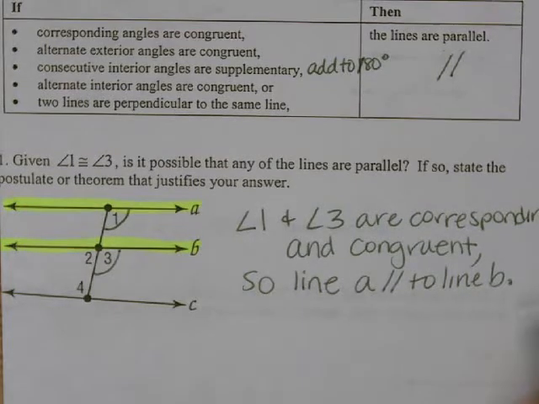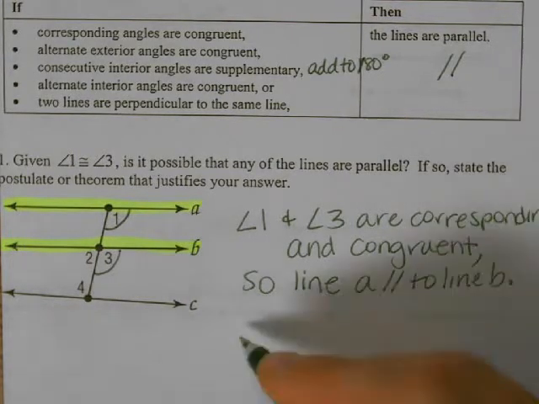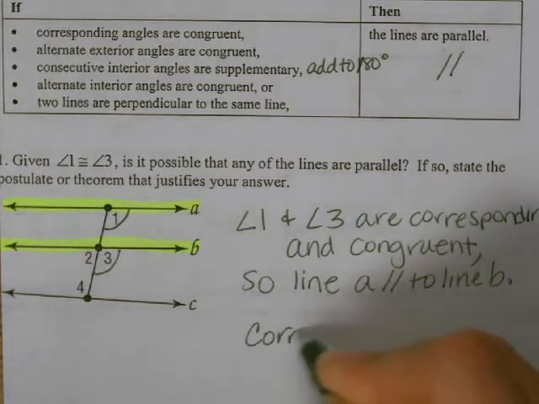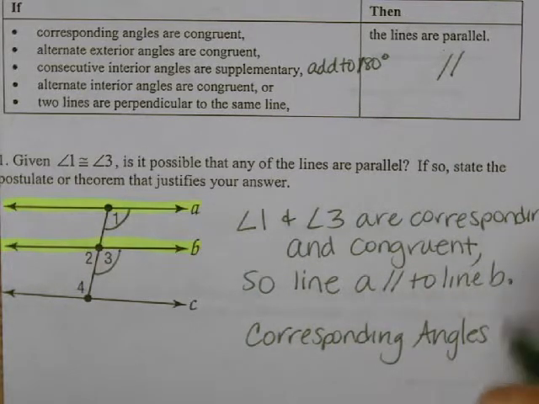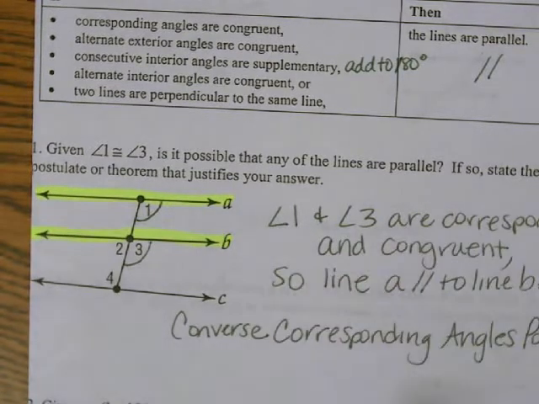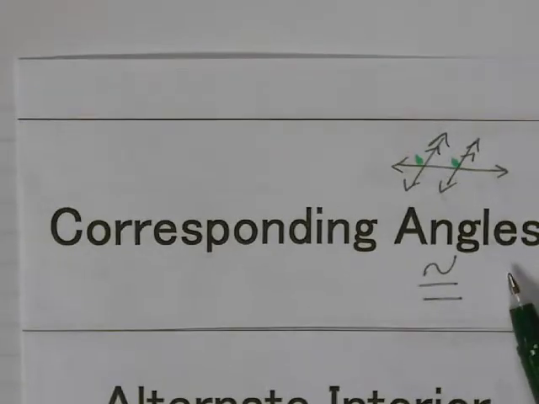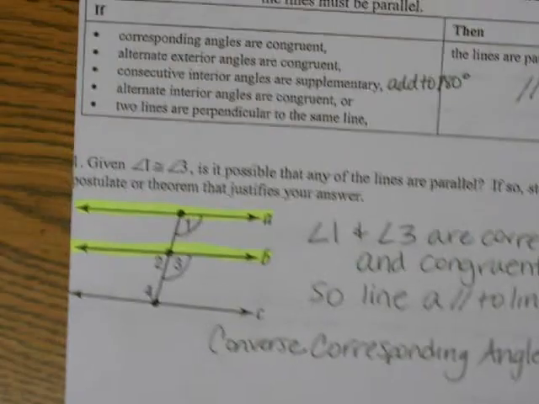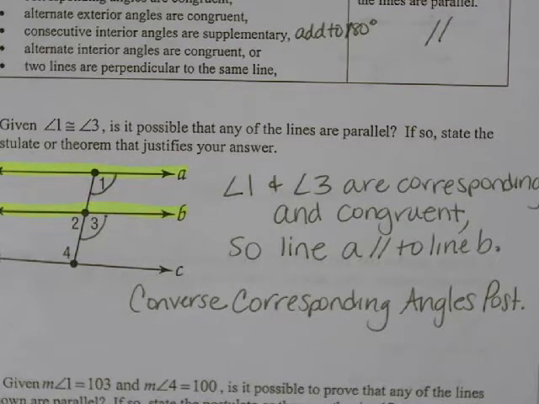Well, we need to say 1 and 3 are corresponding and congruent, so line A is parallel to line B, and we can say this is by the corresponding angles postulate. And it's not actually by the corresponding angles postulate, it's by the converse of the corresponding angles postulate. Remember, we're going backwards. The original thing we said was, if they're parallel, then corresponding angles are congruent. But now we're saying, if corresponding angles are congruent, then they're parallel. So we're doing the converse, we're flipping them around.